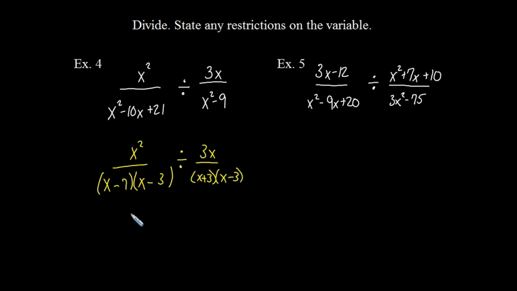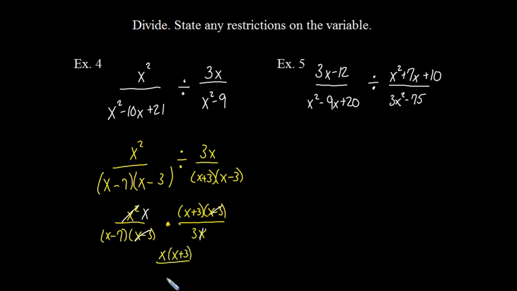So go ahead and completely factor, and then we will keep the first fraction. We will change the operation, and then we will flip the second fraction. We get x plus 3 times x minus 3 all over 3x, and then we will cancel common terms or divide them. We'll divide x minus 3 by x minus 3. We'll divide x squared by x, and then we will rewrite all the terms that we have left. We'll have x times x plus 3 all over 3 times x minus 7.